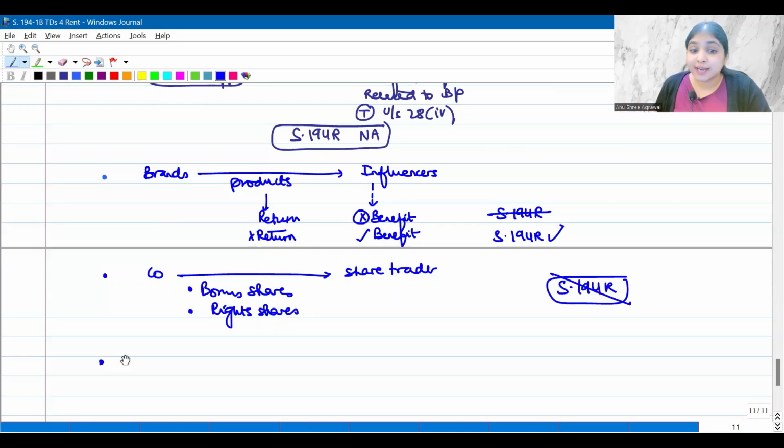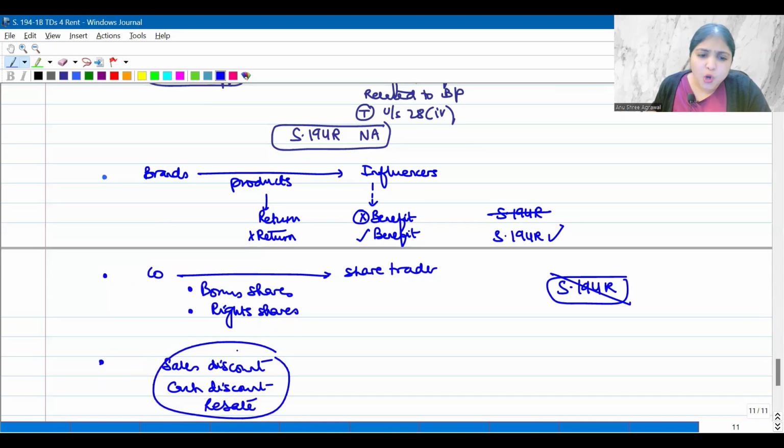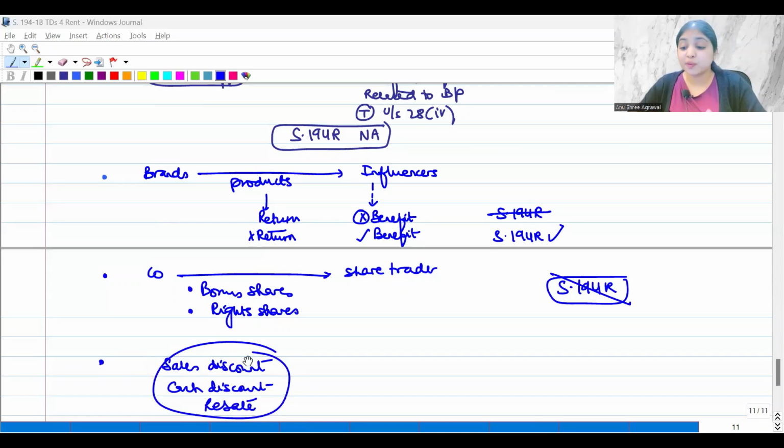Also, section 194R will not apply to sales discount. If any sales discount is being provided, if any cash discount is being provided, if any rebate is being provided, yes, all of these are benefits or perquisites connected to your business or profession. But section 194R will not apply.